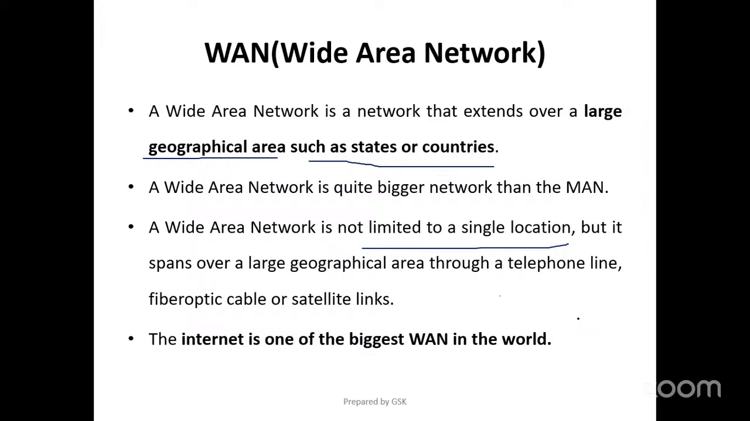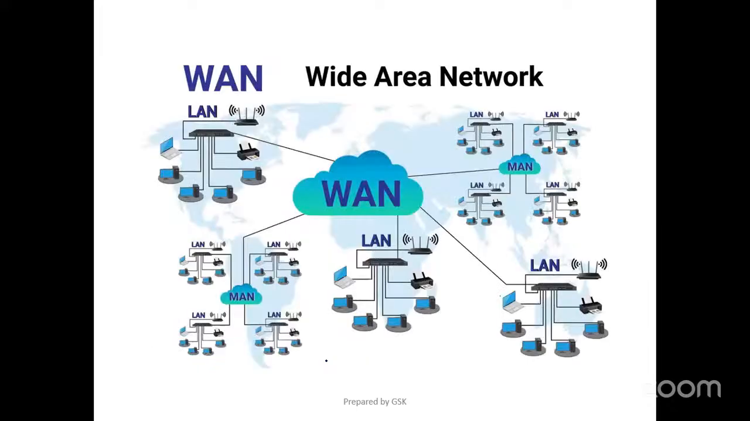And here we are using transmission media. So telephone lines, fiber optic cables, or satellite links are used as the communication media. The very best example of a WAN is the internet. So the internet is one of the biggest WANs in the world, as we know. See this image, you can understand what WAN is. Here we can connect different types of MANs or LANs, sometimes directly.